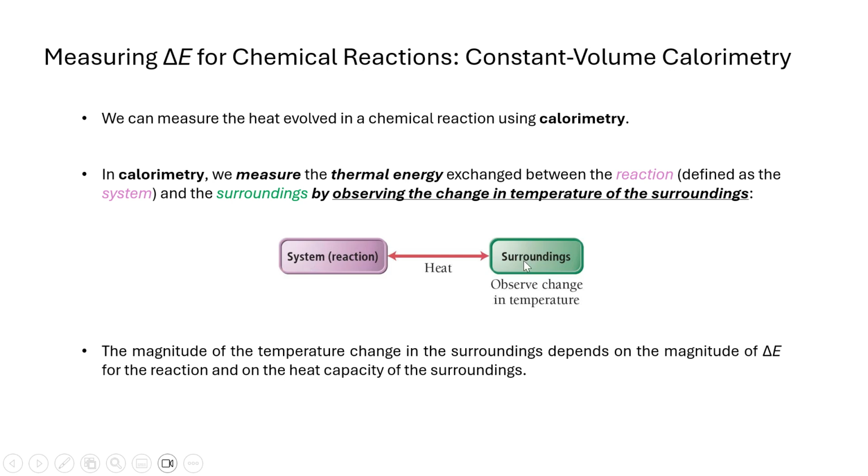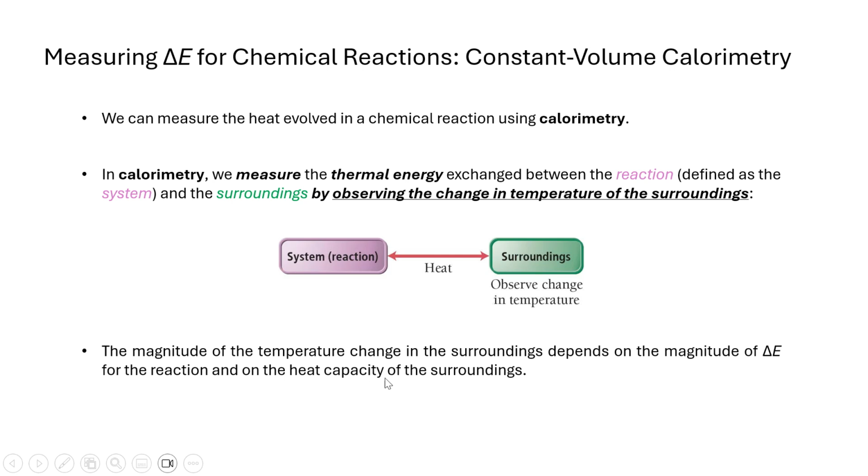And we know there's a relationship between the amount of heat in a system versus the surroundings. We've seen that before, how we set them equal to each other, right? The amount of energy lost by one is the exact amount of energy gained by the other. We can figure out what the change in internal energy of the system is by figuring out what happened to the surroundings. Okay, and we wrote it here. We said the magnitude of the temperature change in the surroundings depends on the magnitude of ΔE for the reaction, right? One depends on the other.